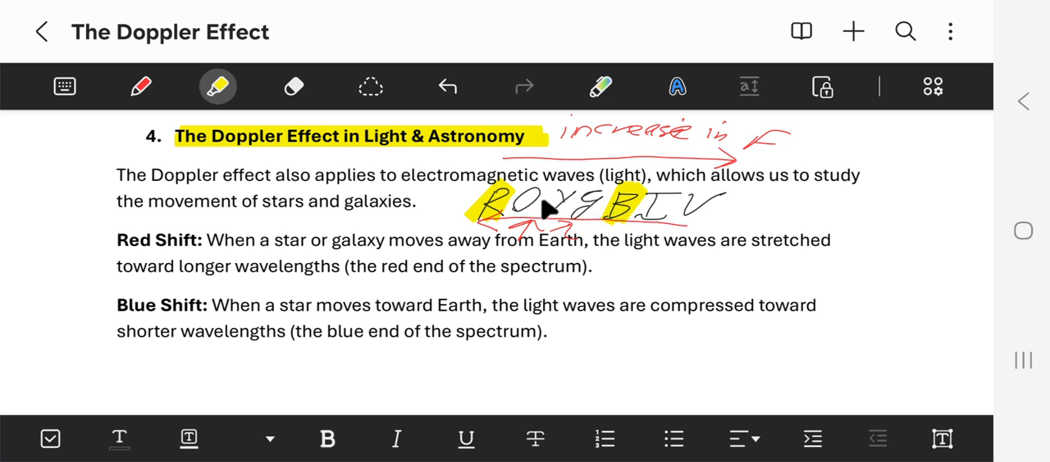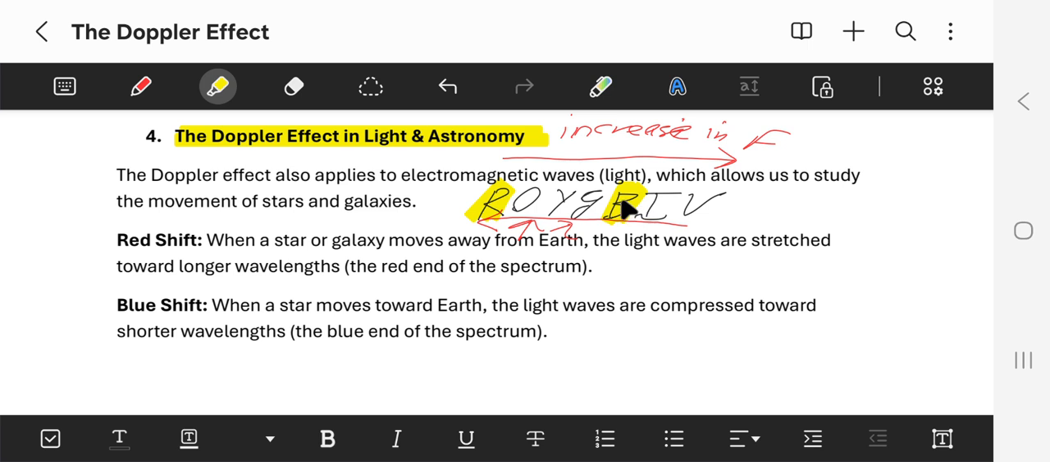And we know that an increase in frequency, or rather, let's start with red, since red shift is the first one. Let's start with red. So if we look at red, it means that we are moving from blue going to red. And if I'm moving from blue going to red, what does that mean? It means that I am decreasing in frequency, right? I am decreasing in frequency, and if I am decreasing in frequency, that means I am increasing in wavelength.